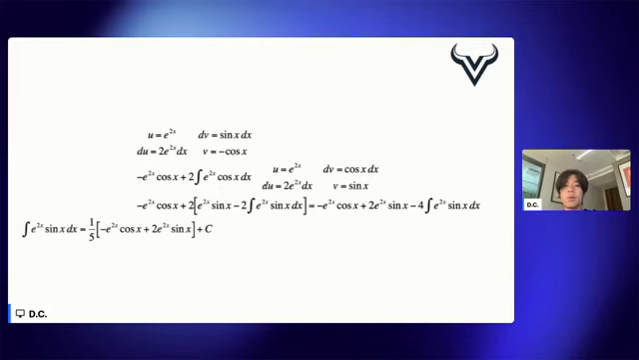Then here we do it one more time. We still keep u as e^2x, and dv as cosine x dx. Then we do the same operations over here. We find negative e^2x cosine x plus 2e^2x sine x minus 4 times the integral of e^2x sine x dx.